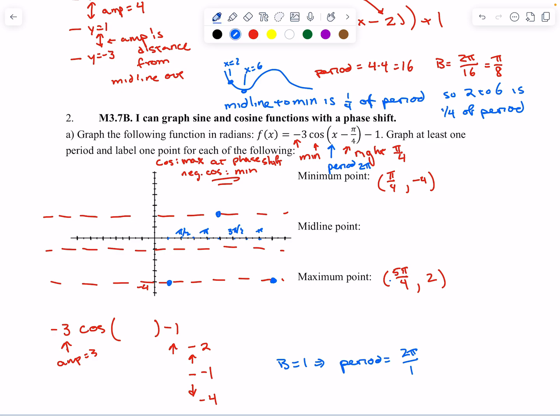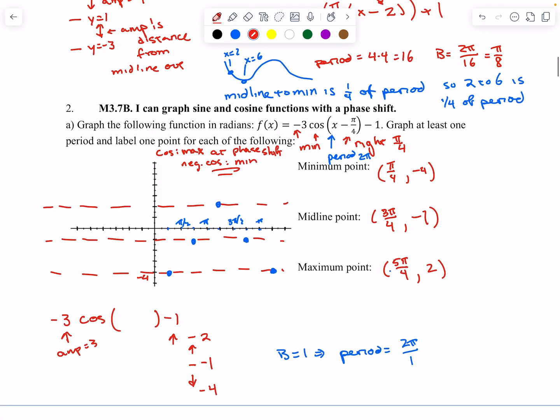And again, a fourth of the period, you get to go from min to midline to max to midline to min. So every 2 big hash marks, you're going there. So let's see, how far over is that? That's going to be 3 pi over 4. And the height at the midline is -1. Okay.